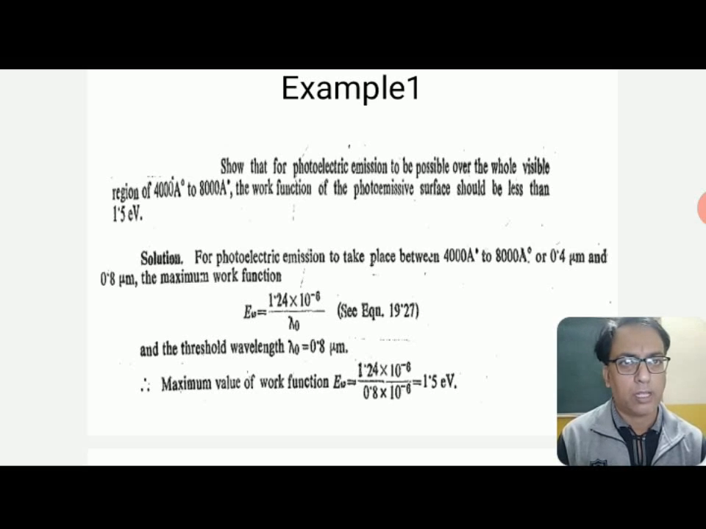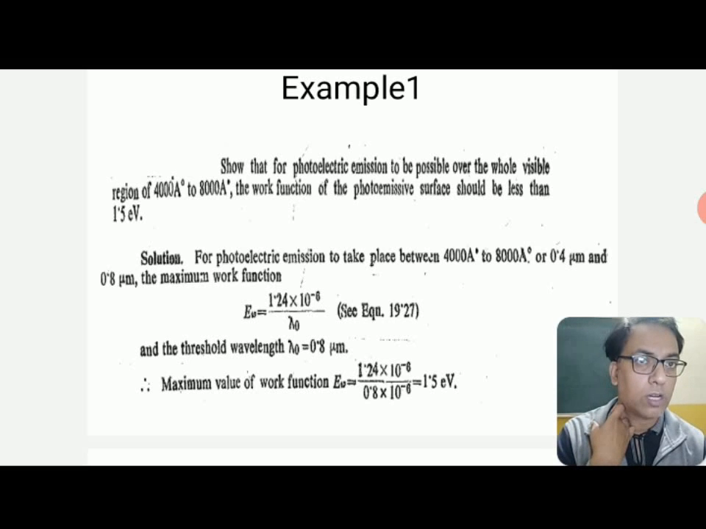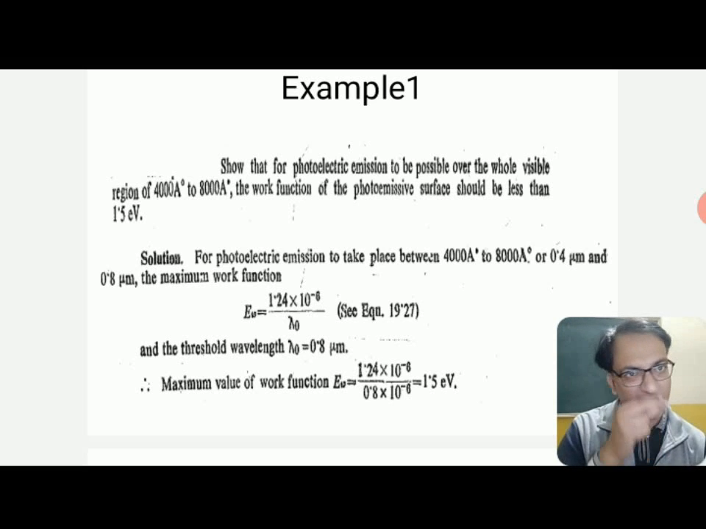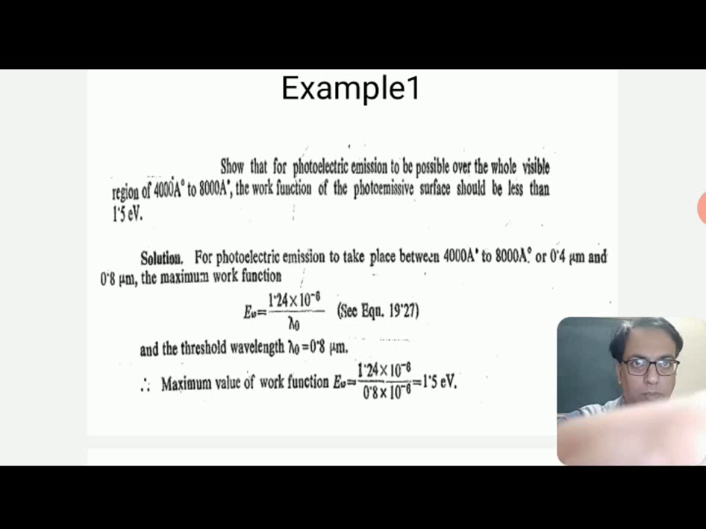So simply, it's a maximum work function. For photoelectric emission to take place between 4000 to 8000 angstrom, or 0.4 micrometer to 0.8 micrometer, the maximum work function is simply given by the formula 1.24 into 10 to the power minus 6 upon lambda naught. You will take the maximum wavelength, that is 0.8 micrometer. The maximum value of work function will be 1.24 into 10 to the power minus 6 upon 0.8 into 10 to the power minus 6, which comes out to be 1.5 electron volt. Okay, so this is proved.